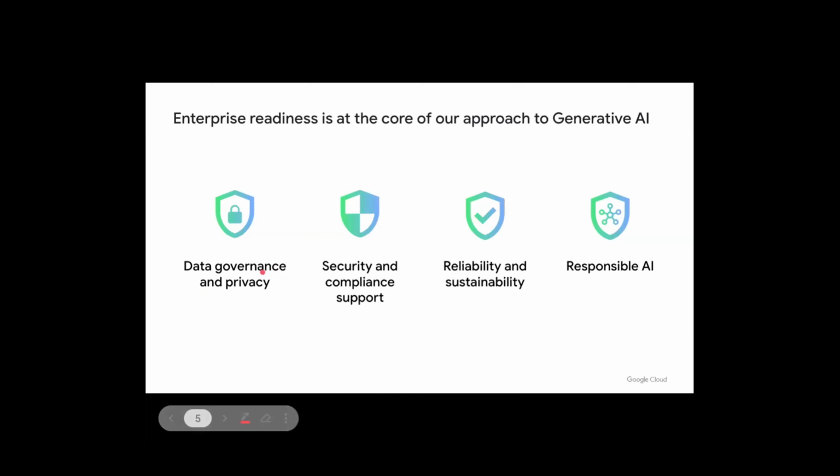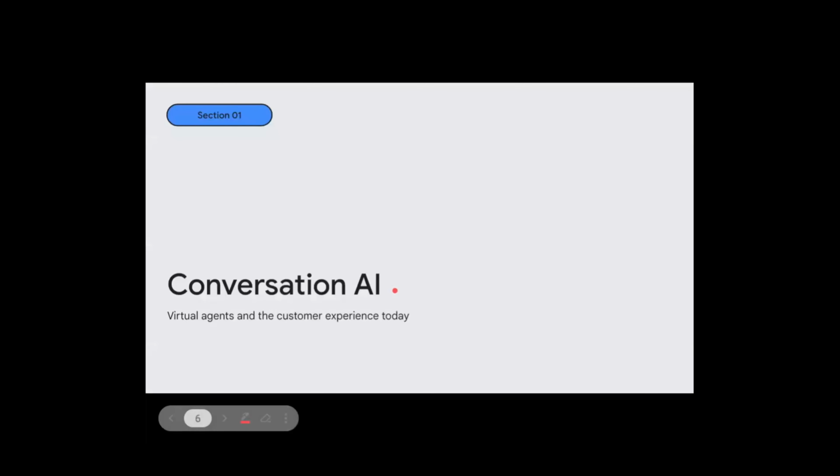No worries. So these are the 4 key foundations of our enterprise readiness for generative AI: data governance and privacy, security and compliance, reliability and sustainability, and above all, responsible AI. So I just want to quickly dive into the 3 services I talked about: conversation AI, enterprise search, and foundation models. Let's look at conversation AI first.